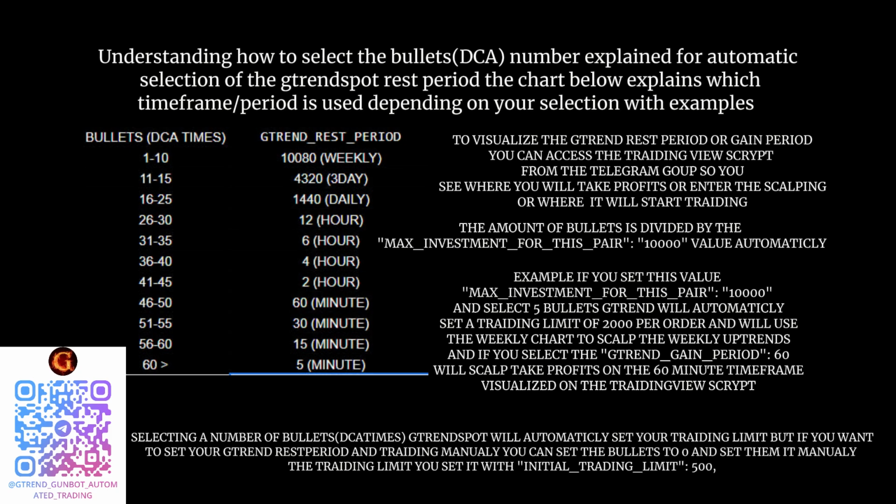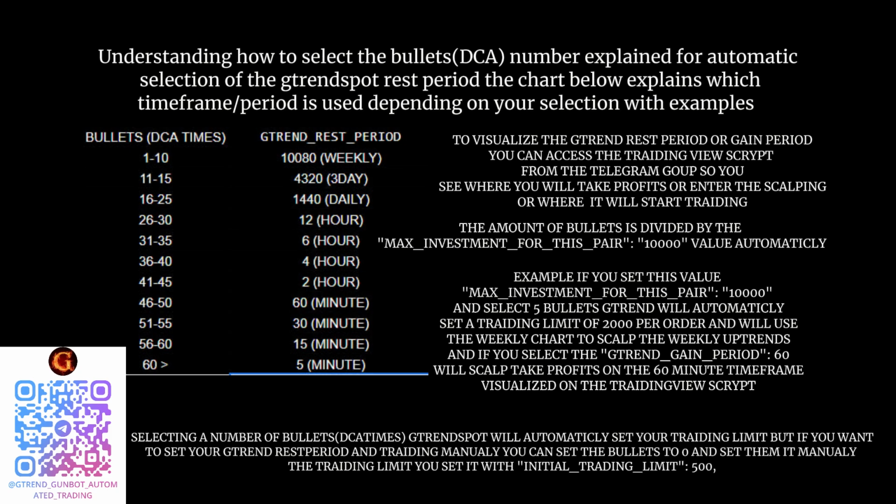Now, if you want to scalp constantly, you can choose anything above 60 bullets. So if you choose, let's say 60 bullets, the $10,000 allocated for this pair with the max investment for this pair will be divided, and it will set your trading limit automatically, and it will be using the 5-minute time frame. So this means it will be constantly scalping, bringing small profits more constantly.